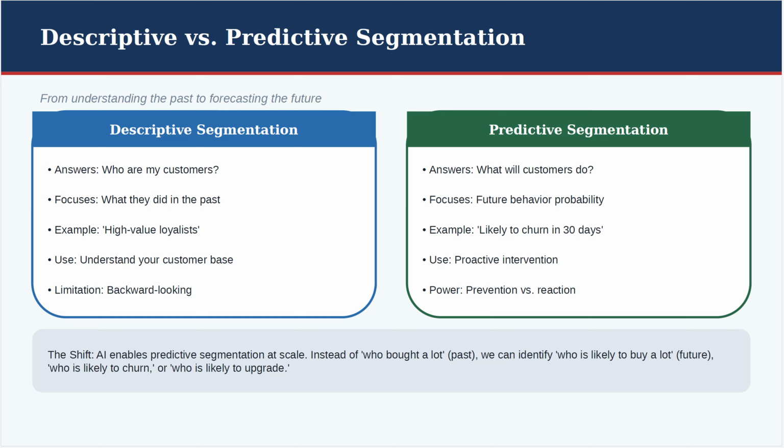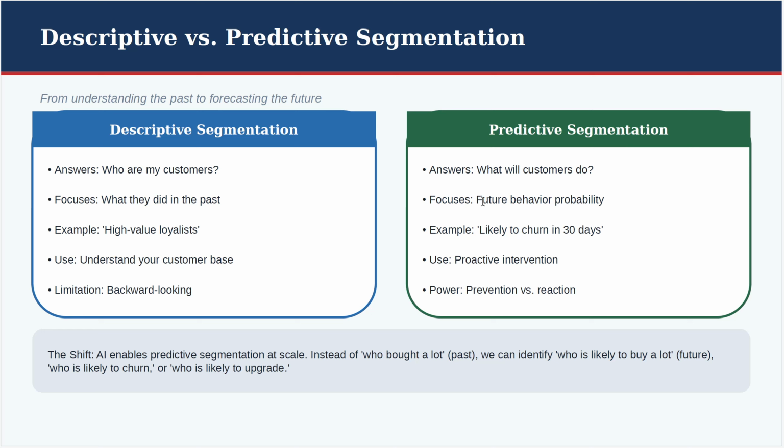Let's have a look at descriptive versus predictive segmentation. So descriptive segmentation answers who my customers are and what they did in the past. High value loyalists who actually give you a lot of business. We try to understand our customer base. The limitation is that it's backward looking. You have to collect data, wait for it, and then look at what happened in the past. So that is descriptive segmentation. You base it on past data.